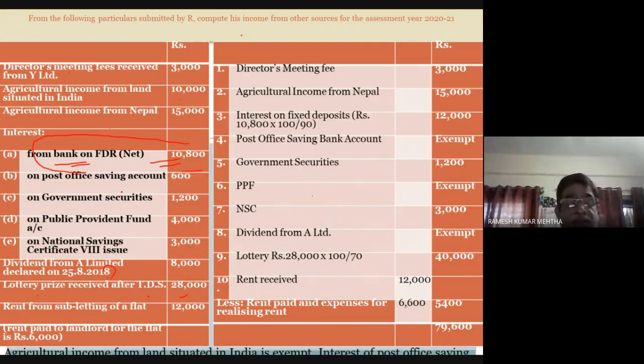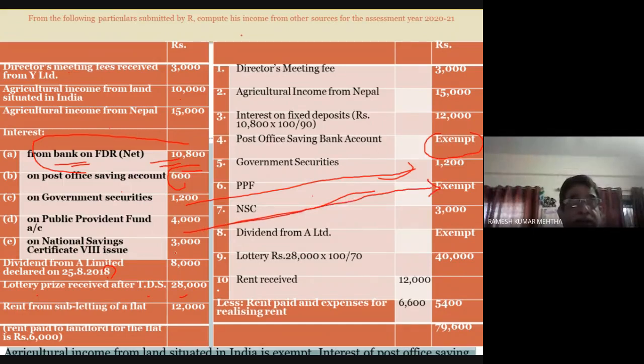Now, income from post office savings schemes. There is a note: these figures may change from financial year to financial year, and you have to update yourself. For the financial year 1920, the maximum amount exempted from tax is 3,500. In this case it is only 600, so it is fully exempted. In the same way, interest on government of India securities is fully taxable. He has invested some amount in PPF, and the interest earned on this PPF is 4,000 rupees, which is fully exempted from tax.